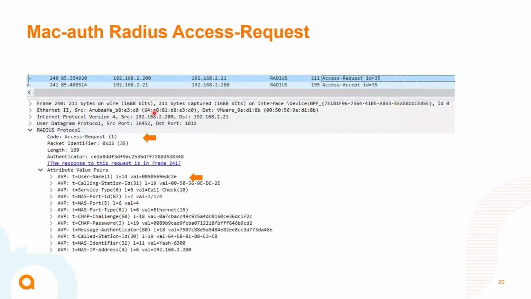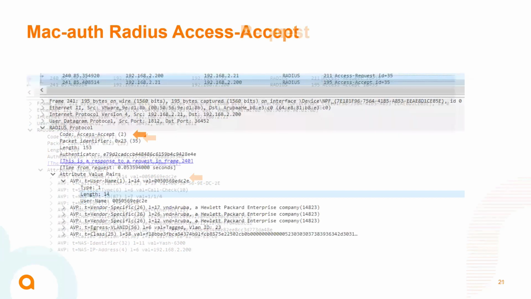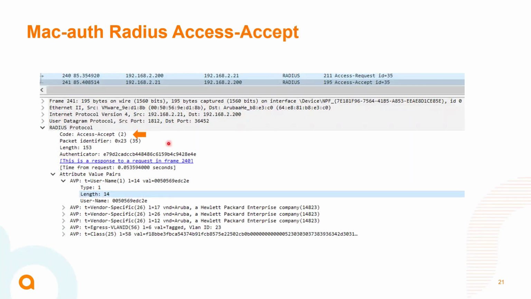In case of a MAC auth, as we are talking about, as soon as the MAC learning happens on that port and the port is enabled with the MAC authentication, then the access request will be sent to the respective Radius server or the ClearPass. And if the MAC is valid, it will be given the access accept and the respective role for that client.